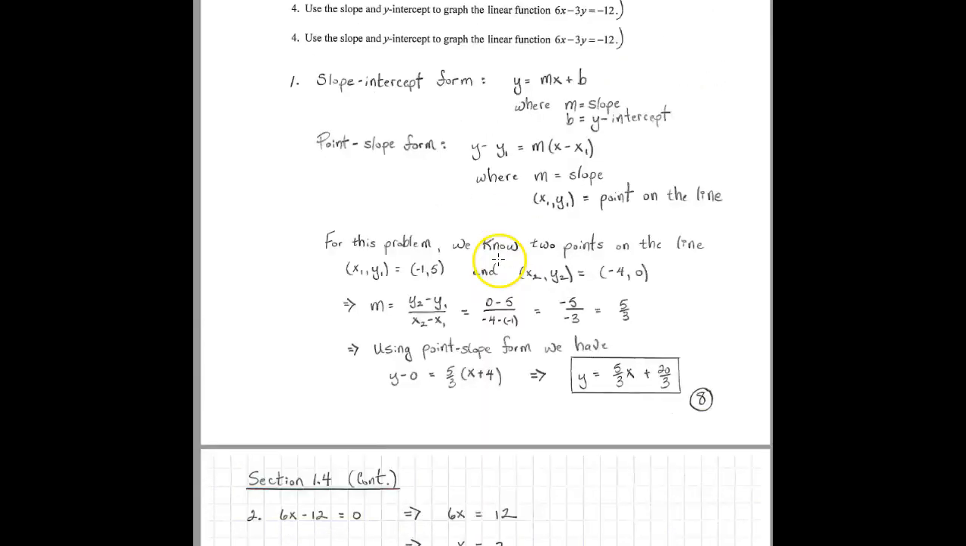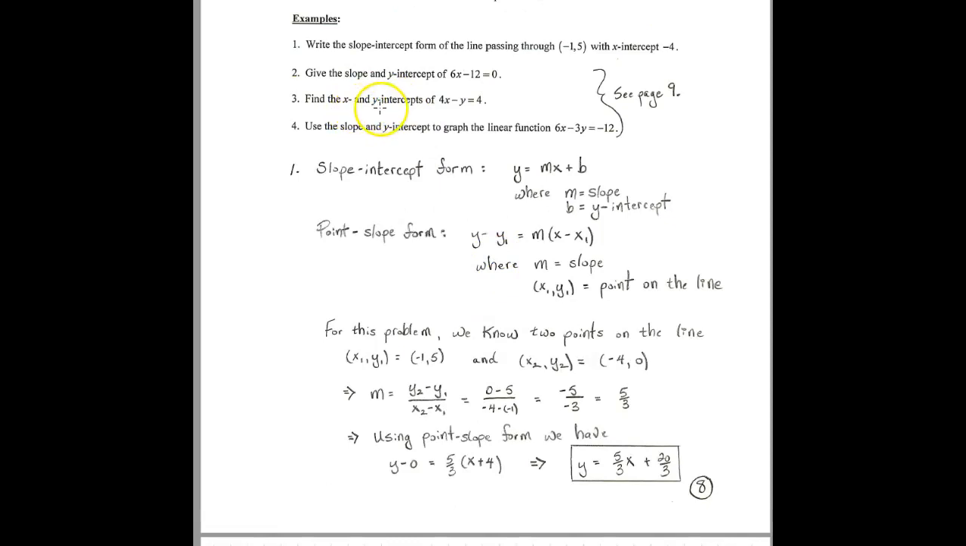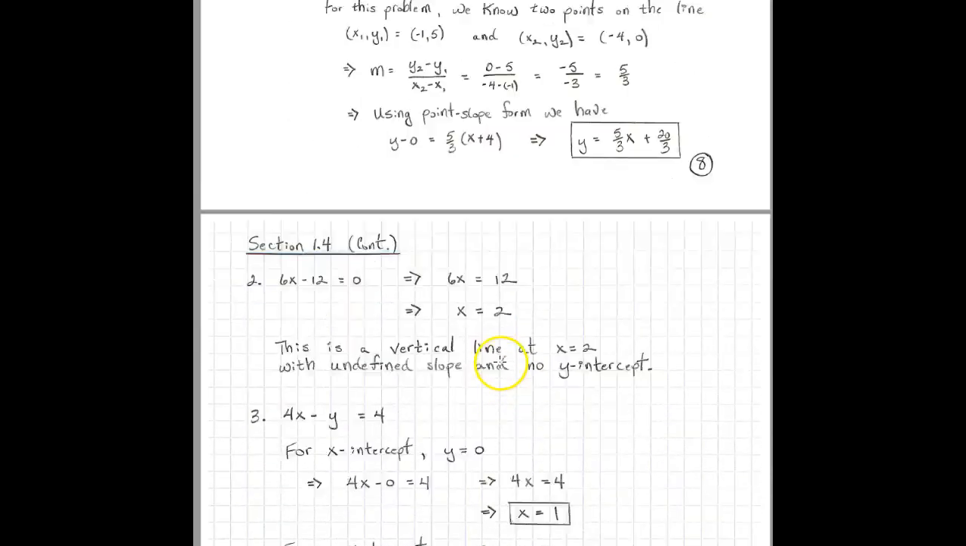All right, the third example, we want to find the x and y-intercepts of this equation of a line, 4x minus y equals 4. By the way, this is not in the familiar slope-intercept form or the point-slope form. This is in what's called the general form of the equation of a line, which we'll speak about more later. But the general form is essentially a times x plus b times y equals c. So that's what we have here.